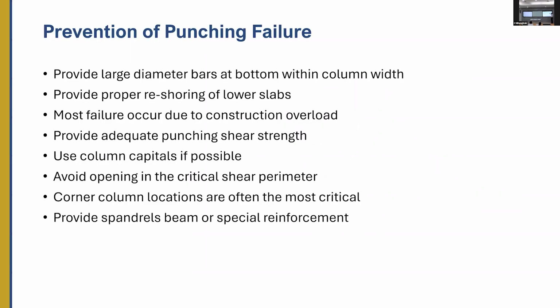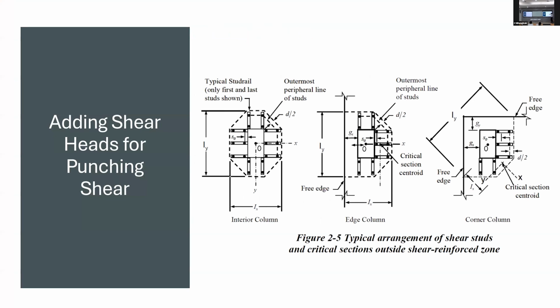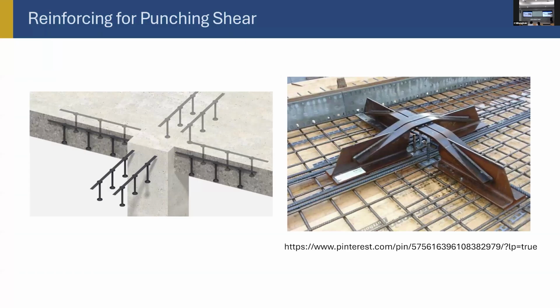Provide large diameter bars at the bottom of the column, provide proper reshoring. Most failures occur during construction, as I mentioned to you. Okay, so these are the basic rules we must follow when we do flat slab construction. Mostly provide column capitals or drop panels to prevent this from happening. So flat plate is not a good thing, but sometimes we have to do it because it's fast. People also provide steel studs, steel reinforcement, or steel sections in the column to prevent this from happening. So there are a lot of things being done now, but they weren't there earlier when the system was being developed. So this kind of thing, the shear studs are placed.